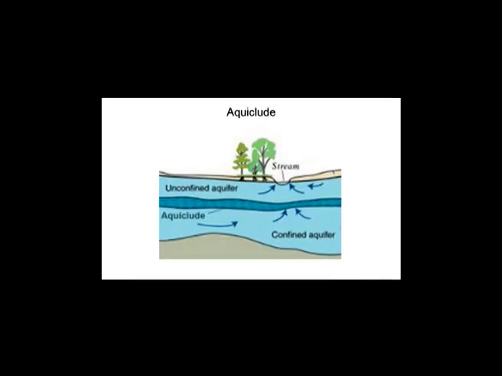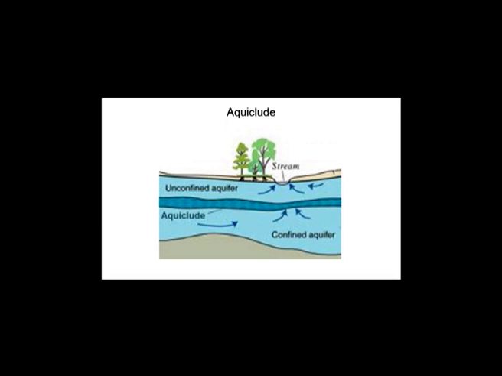An aquiclude is a solid impermeable area underlying or overlying an aquifer. So, in this layer it has porosity, but it is not allowing the water to pass through it. That means permeability is less. If the impermeable area overlies the aquifer, pressure could cause it to become a confined aquifer. So, this is the depiction for the aquiclude.